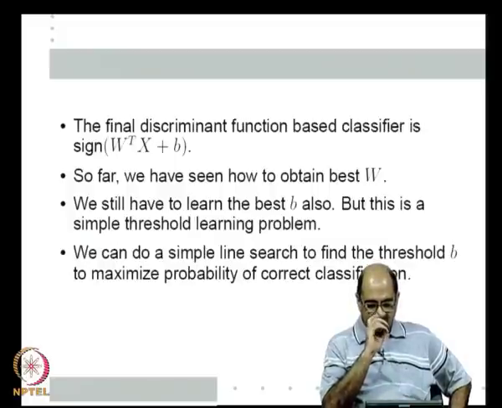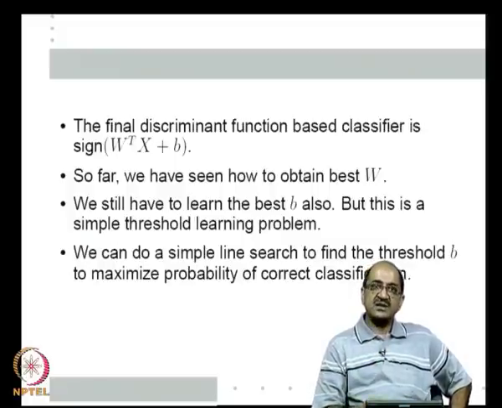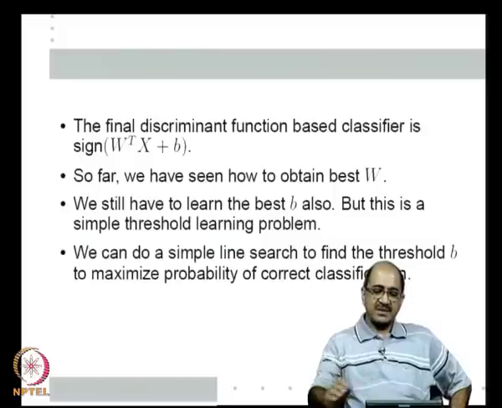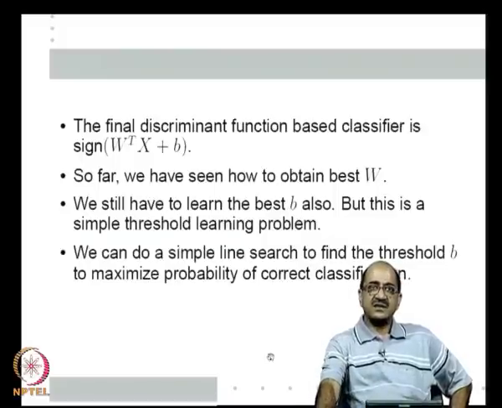We essentially have to, along W, keep putting the threshold at various points and keep asking, is my accuracy on the training data improving. I need only one threshold. So, I will start from some end point and keep moving, just like a line search in any optimization problem. So, we can do a simple line search to find the best threshold, to maximize the probability of correct classification on the training data.